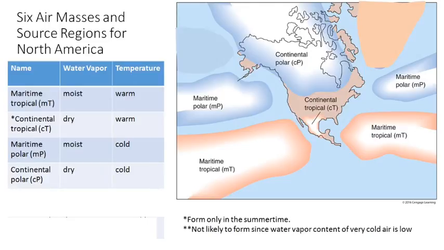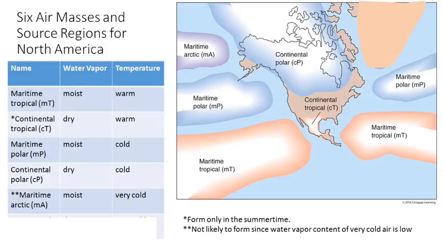Continental polar then looks like this. Continental meaning dry, and polar meaning cold. So we have a source region here in North America. A chunk of air can sit here, become dry and cold, and then move on its way and be a continental polar air mass. And the last one is bitterly cold, and that's Arctic.